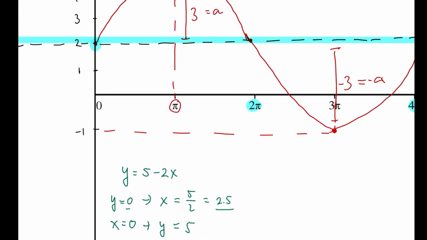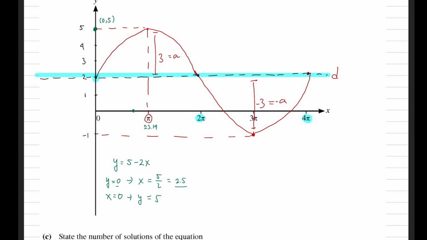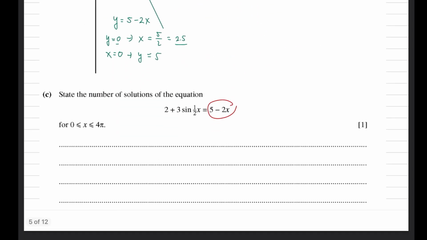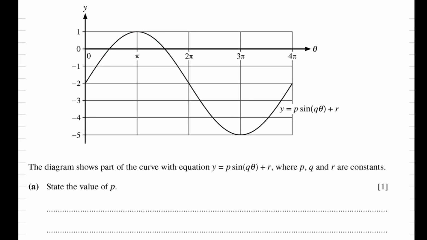So we don't know where 2.5 is exactly, but we know that pi is approximately 3.14. So maybe it's around here. Yeah, and you take a straight line passing through these 2 points. Now, as you can see, it only intersects at 1 point. So the answer is 1. Okay guys, move on to the next question.